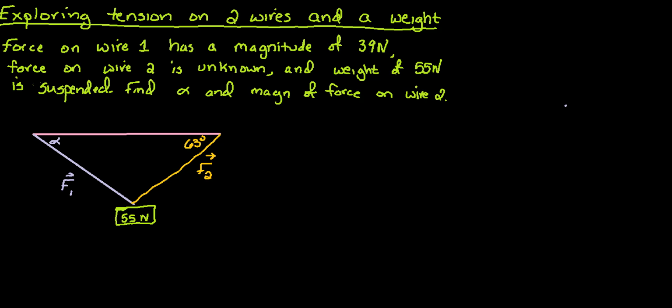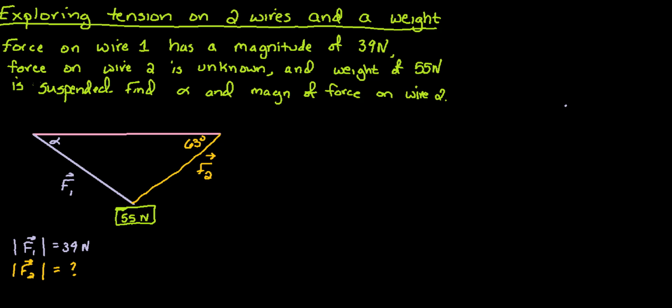39 newtons. So right away, I can write down some information that the magnitude of vector for force 1 is 39 newtons, and I designate the magnitude by those vertical bars. Next, we're given that the force on wire 2 is unknown. So I'm just going to designate the magnitude of force on wire 2. We don't know what that is. I'll put a question mark.